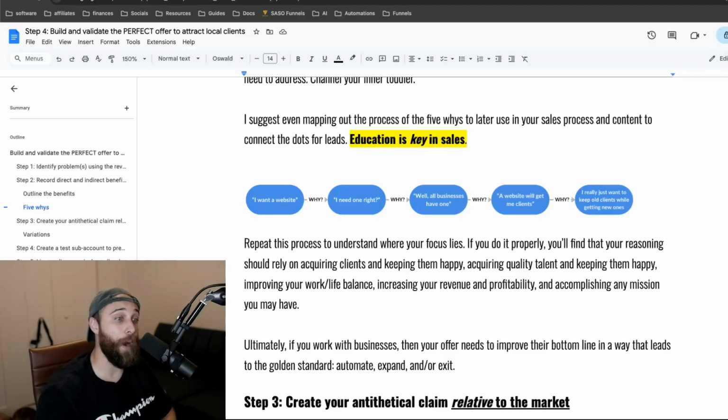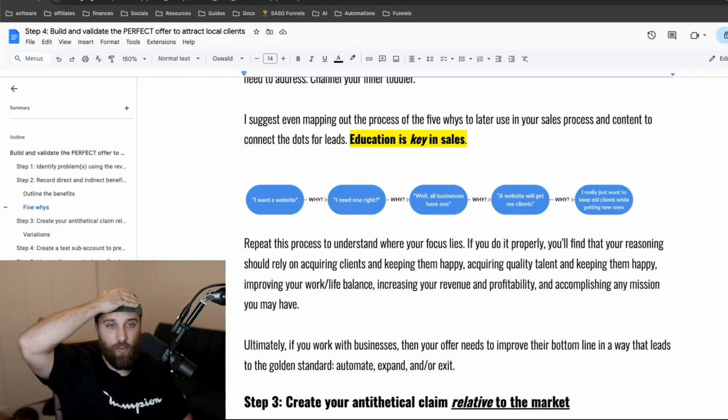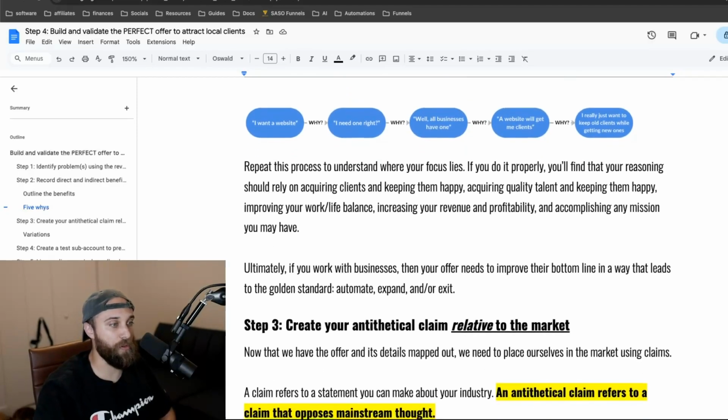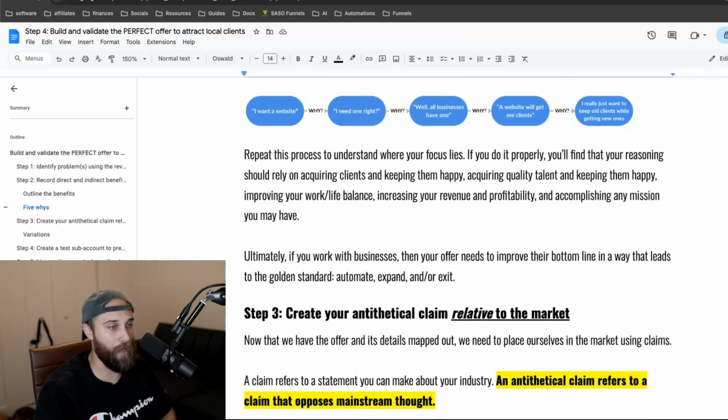If you do it properly, you will find that your reasoning should rely on acquiring clients and keeping them happy, acquiring quality talent and keeping them happy, improving your work-life balance, increasing your revenue and profitability, and accomplishing any mission that you may have. And that's really big for your nonprofits, but a lot of people have mission statements with their local service-based businesses, right? Now, ultimately, if you work with businesses, then your offer needs to improve their bottom line in a way that leads to the golden standard. Automate, expand, and or exit, okay? That is the end goal.